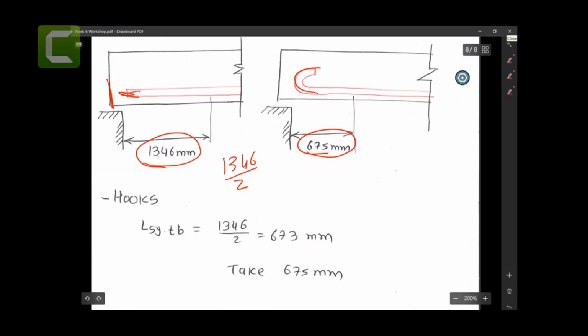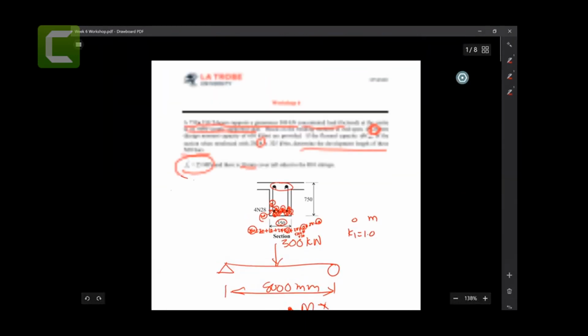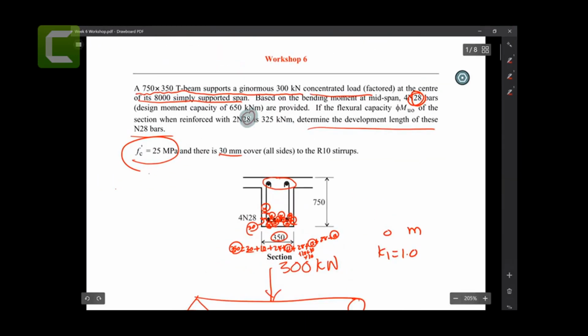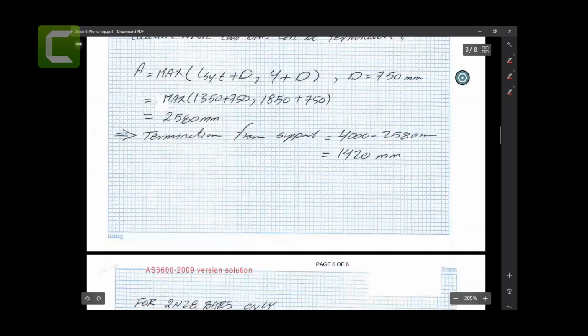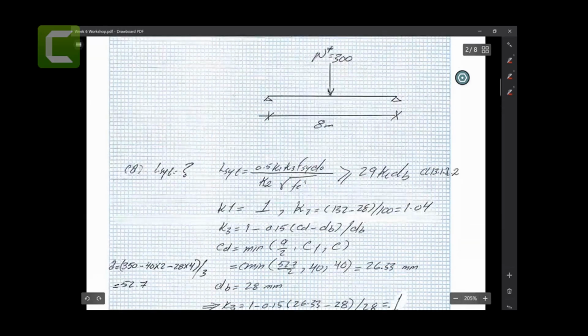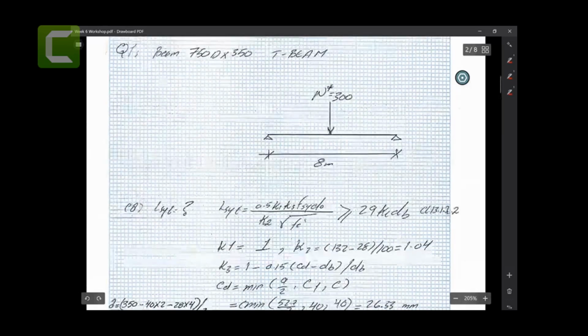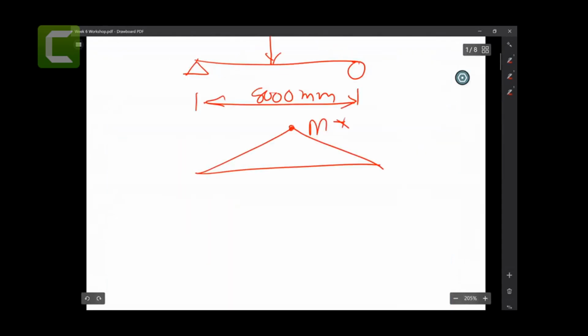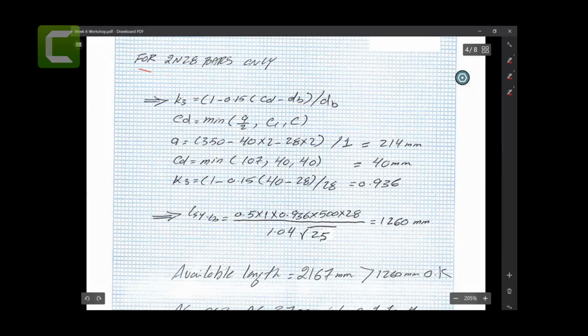I think the second one that I would like to refer to, there is another one as well that we need to work out. They say, can you please also do the development length for 2N28? We have done 4N28, but we need to do the same thing for 2N28, like this bar. So for that we need to repeat the same procedures. Let me see, where is it? There you go, 2N20 bars.